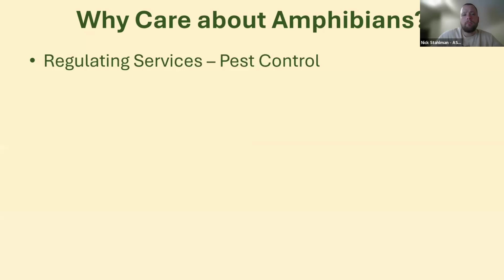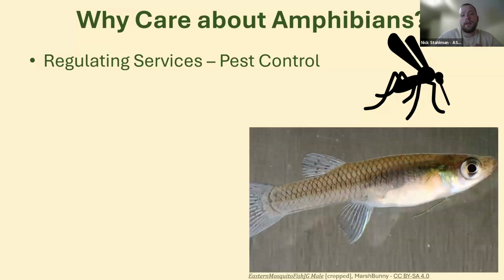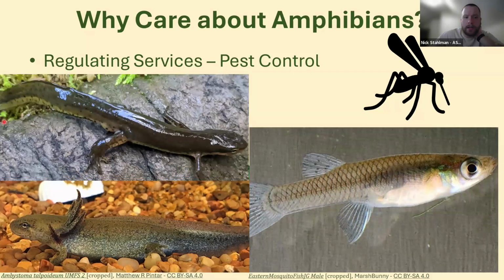Regulating services: our big one is pest control, especially when it comes to mosquitoes. A study was done in 2008 that looked at the eastern mosquitofish, which is a freshwater fish native to the eastern US, but it's been introduced to multiple places as a potential mosquito control. It's a very good predator of larval mosquitoes, which are aquatic. So they looked at these mosquitofish and compared them to the larval stage of a mole salamander and the adult aquatic stage of the eastern newt.